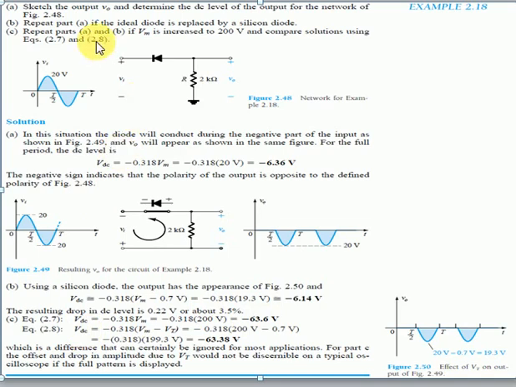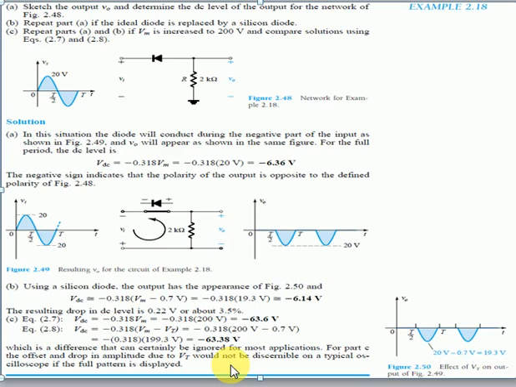And for B part, as there is the silicon diode, VDC is equal to minus 0.318 times (Vm minus VT or Vk). So here the VT or Vk is 0.7 volt, so the answer will be equal to minus 63.38 volt, which is a difference that can certainly be ignored for most applications. For part C, the offset and drop in amplitude due to VT would not be discernible on a typical oscilloscope if the full pattern is displayed.